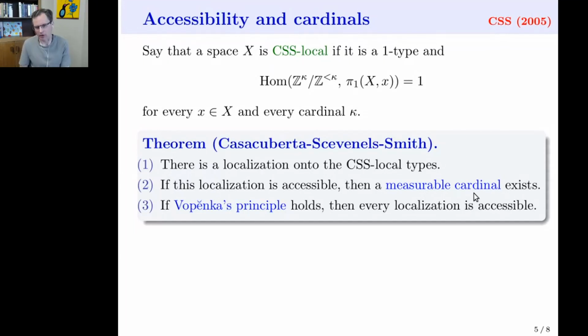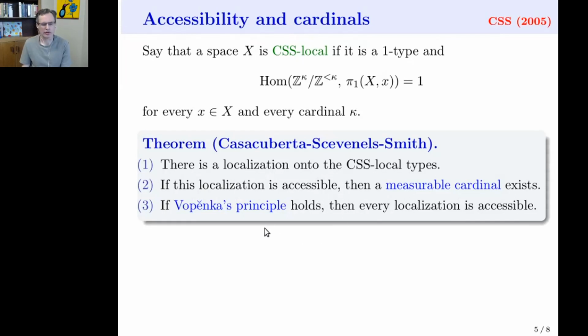So it doesn't really matter what the definition is, but the key point is that the existence of a measurable cardinal implies the consistency of ZFC. So if ZFC is consistent, it can't prove its own consistency. So we certainly can't prove that every localization is accessible, because that would prove the consistency of ZFC. So that's the way they see that the accessibility of every localization is independent of ZFC.